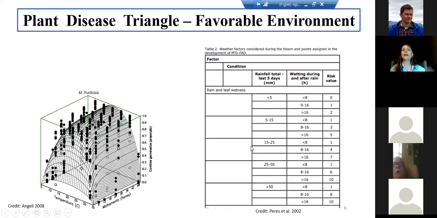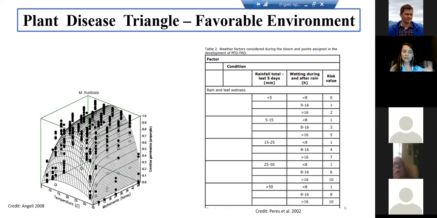Based on that, plant pathologists put a number, for example, a risk value. They ask, if we have rainfall, how much rainfall did we have? Here it's in millimeters, but we can change it to inches too.